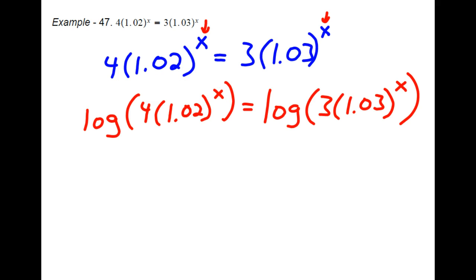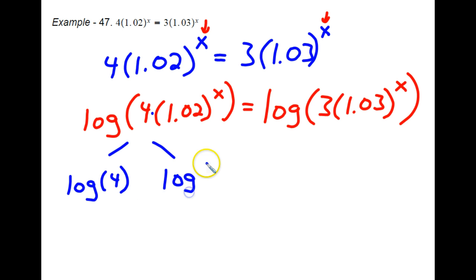So how do we get the 4 out of the way? Well, it's being multiplied to the 1.02 to the x power. And so we can actually split this logarithm up and separate the 4 from the 1.02. Right? And so the 4 will get to have its own logarithm. The 1.02 to the x power will get to have its own logarithm. I'll go ahead and put parentheses in there. You don't really need the parentheses there anymore.